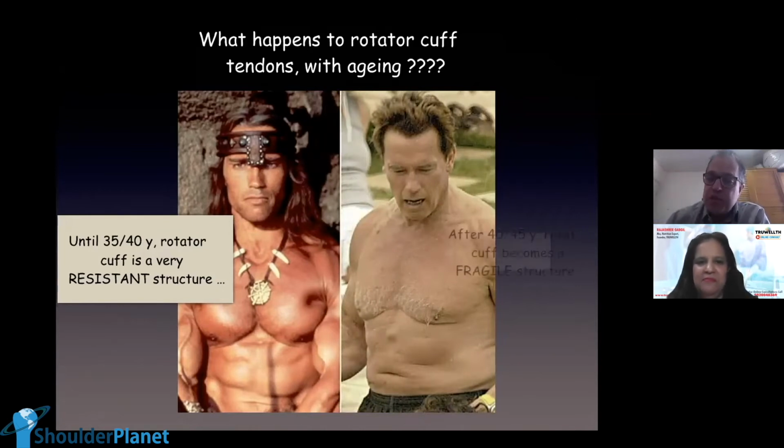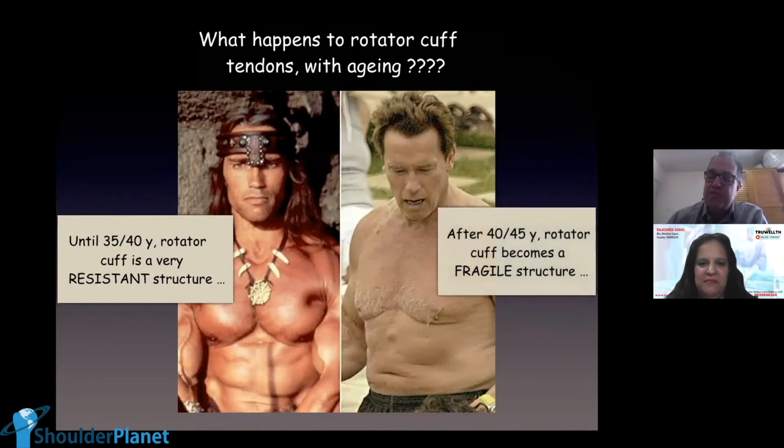So the rotator cuff after 40, 45 is the opposite. It was super resistant before 35, before 30. But after 40, 45, it becomes a very fragile structure. And this is why we call it the weak link of the shoulder. I repeat, the weak link of the shoulder.